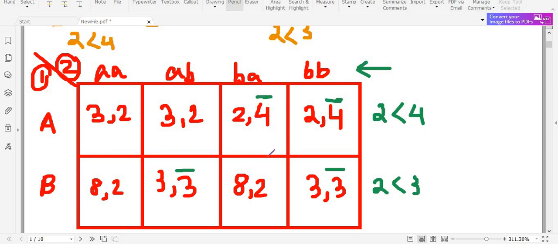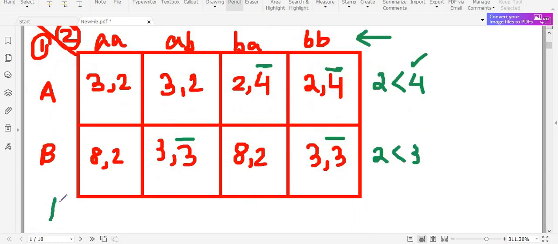So these are the situations. If player 1 chooses capital A, player 2 will tend to choose small BA or small BB, which will give him or her a utility of 4. And if player 1 chooses capital B, player 2 will tend to choose small AB or small BB, which will give him or her the payoff of 3 comma 3. Since we are looking at player 2, we look at the second numbers. This is what happens if we look at player 2.